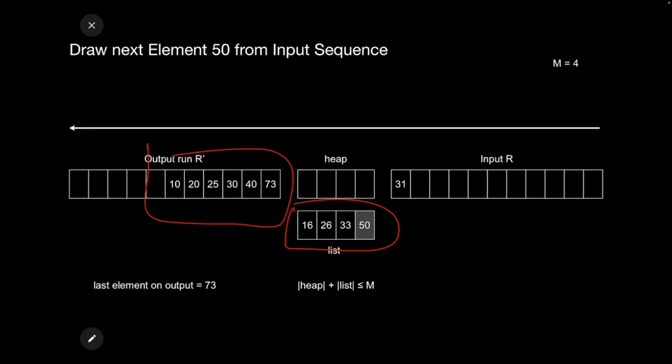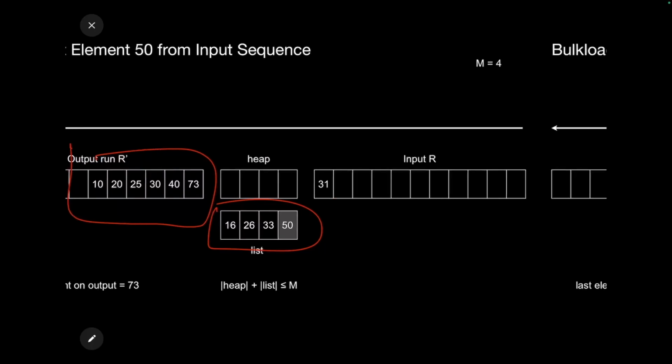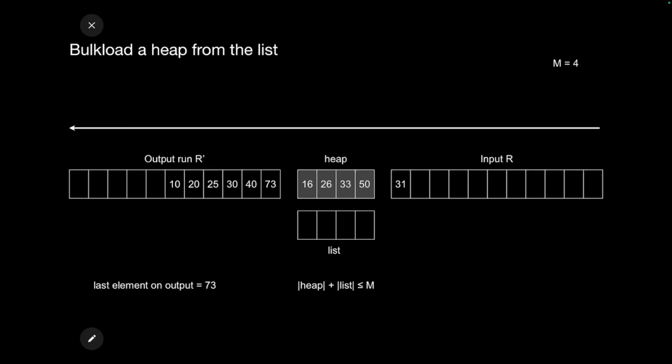Now I have one run in this example for this data of 6 elements rather than 4 that were available for main memory. Now I start all over. Now I copy all of these elements to the heap, establish the heap property, and I continue with the algorithm and create a new run.